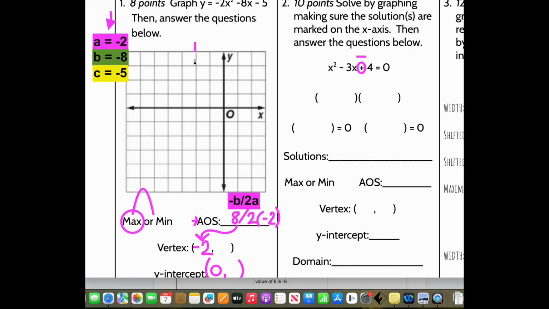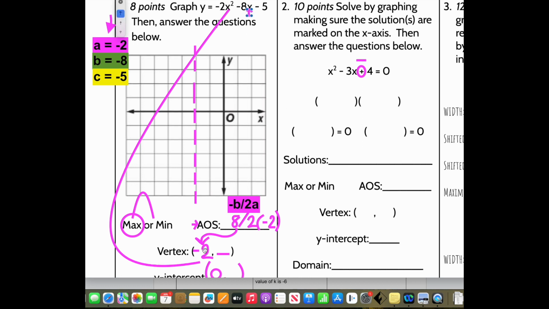So if you want to make a dotted line at negative 2, our vertex is going to fall somewhere on that line. In order to find out what our y value is going to be, we need to plug that negative 2 back into the original equation. So for x here and for x right here.